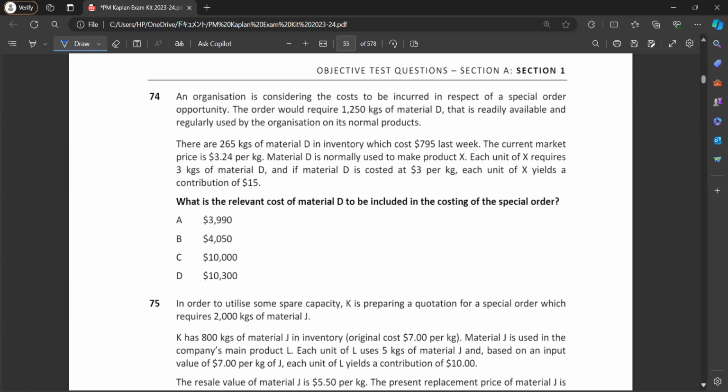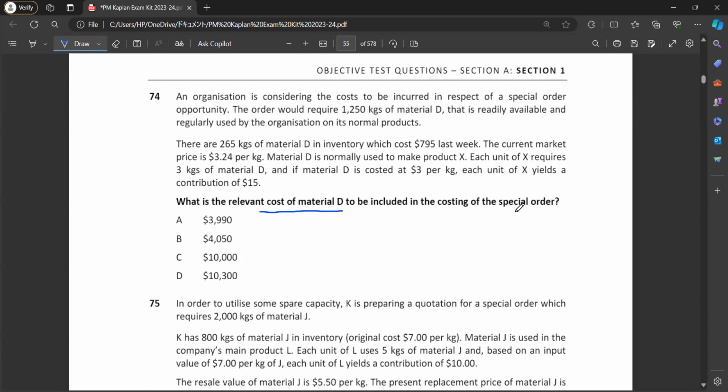Material D is normally used to make product X. Each unit of X requires 3 kgs of material D. And if material D is costed at $3 per kg, each unit of X yields a contribution of $15. What is the relevant cost of material D to be included in the costing of the special order? So there's a special order. We are asked to calculate what is the relevant cost of material D.